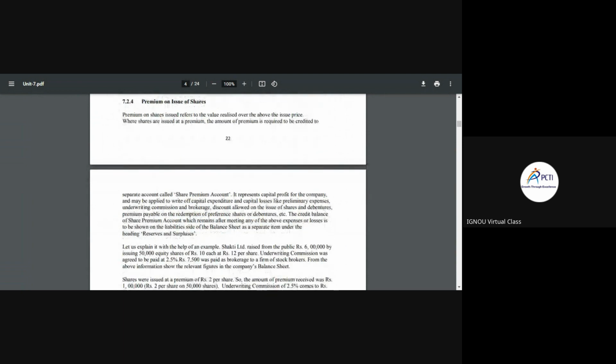Next is premium on issue of shares. A particular company can issue shares at a discount, and in the same way they can issue shares at a premium. Sorry, only shares can be issued at a premium, not debentures. For example, if the face value is rupees 100 and we are selling it at 102 or 104, the amount of 2 or 4 is the premium, that is 102 minus 100 or 104 minus 100.